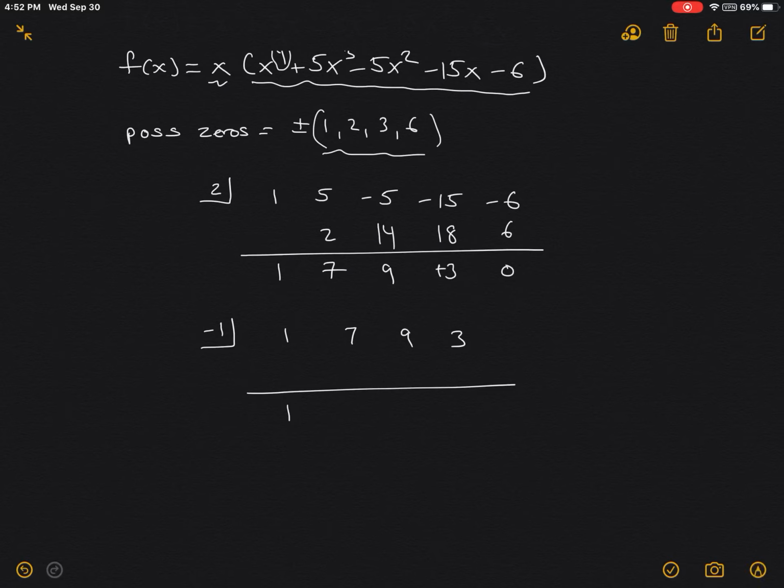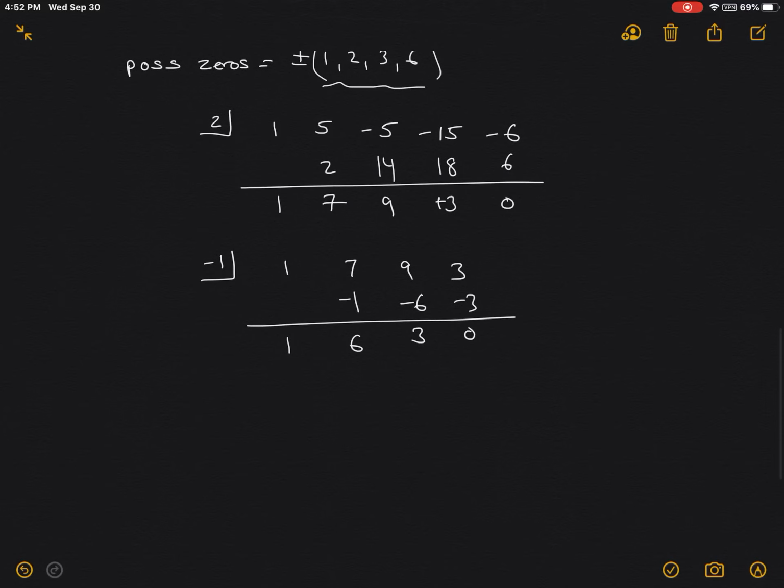So 1 plus 0 is 1. -1 times 1 is -1, that's 6. -1 times 6, that's -6. And -1 times 3 is -3. All right, so now we have a depressed polynomial of x squared plus 6x plus 3.